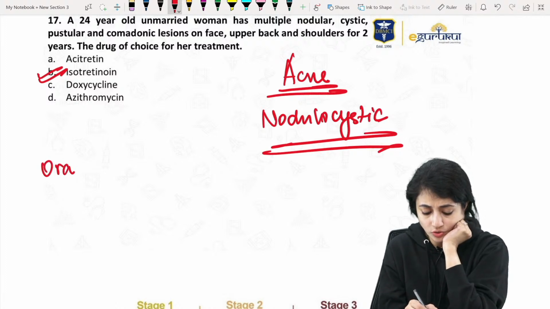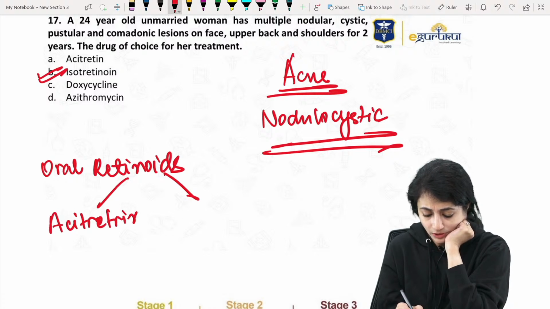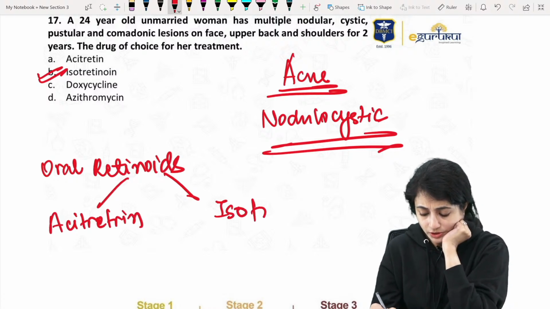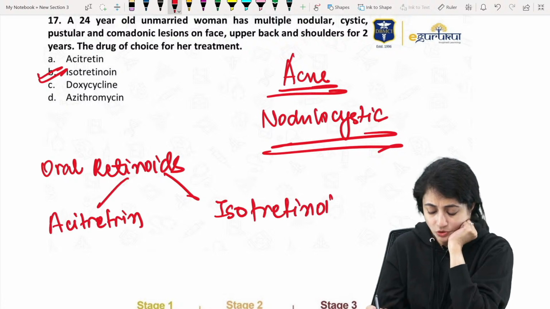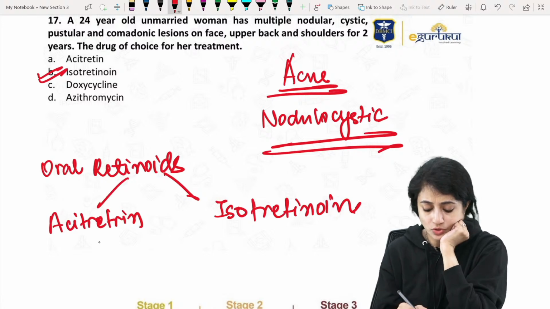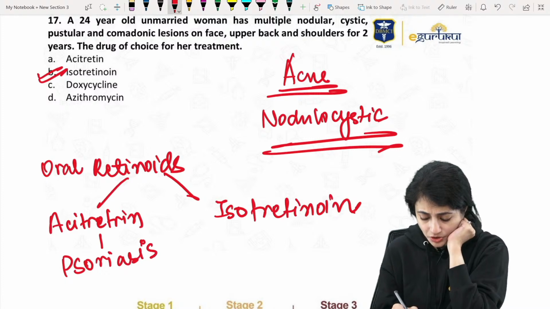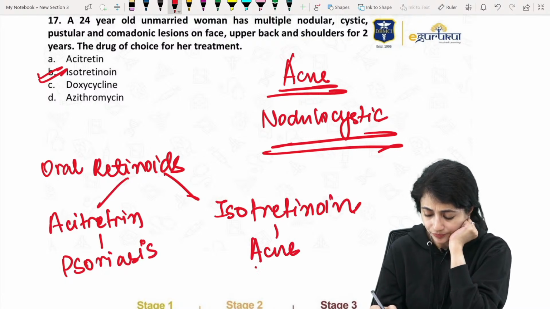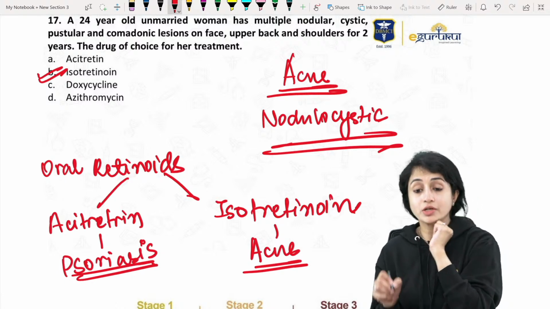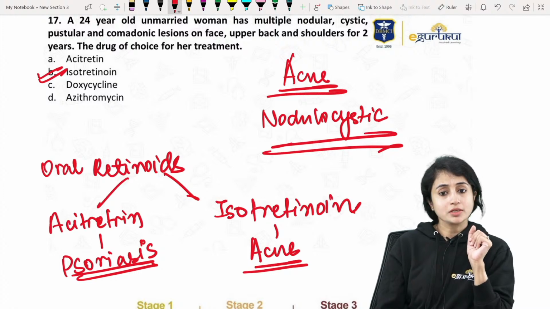Now, oral retinoids are of two types. There are more types, but for you there are two types. One is acitretin and the other is isotretinoin. Sometimes you get confused that even acitretin is an oral retinoid. Why can't that be marked as an option? So acitretin is for psoriasis and isotretinoin is for acne. So isotretinoin is an oral retinoid for acne and acitretin is my oral retinoid for psoriasis.